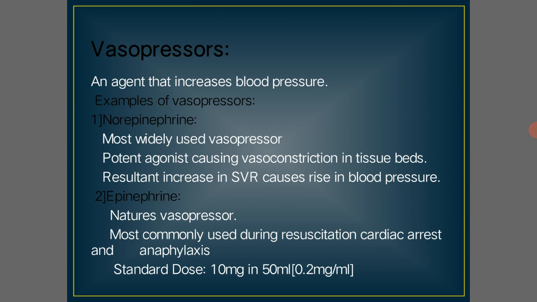Now we will see what is vasopressor. These are the agents that increase blood pressure. Examples of vasopressors. First, norepinephrine. It is the most widely used vasopressor, a potent agonist causing vasoconstriction in tissue beds. The resultant increase in SVR causes a rise in blood pressure.